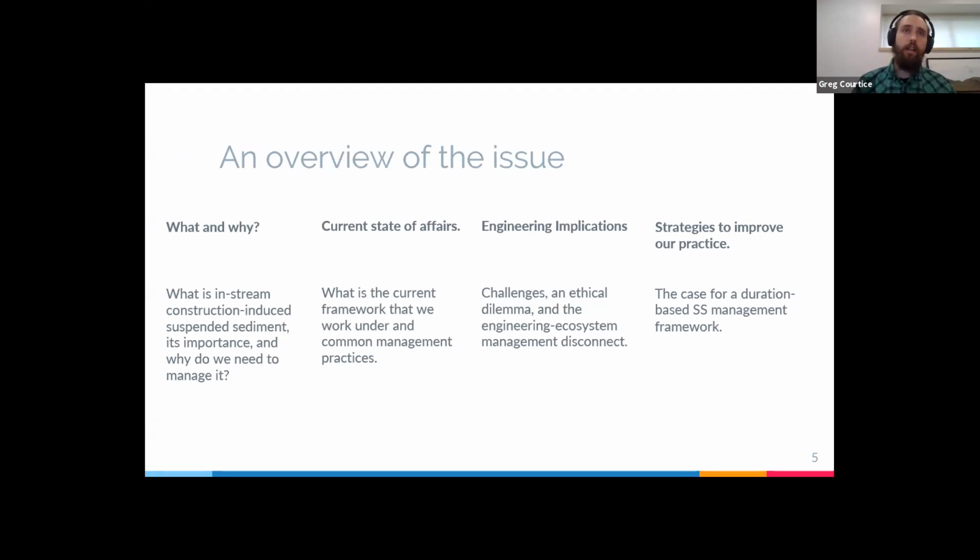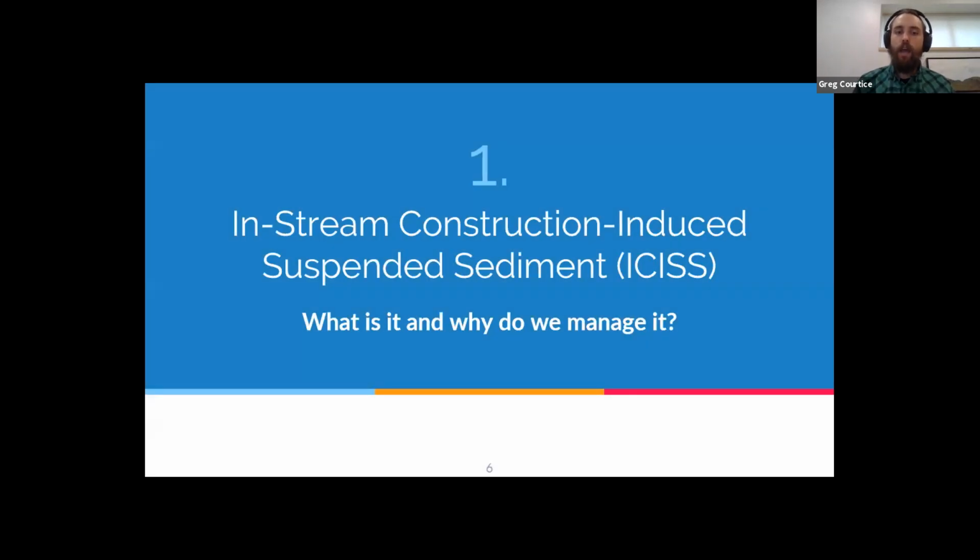And then we'll get into the current framework and common management practices, what the engineering implications of the underlying exposure risk that's happening and the management practices we're forced to undertake for the projects, and this interesting dilemma and disconnect that happens as a result of the current practices. And then we'll get into some strategies as well.